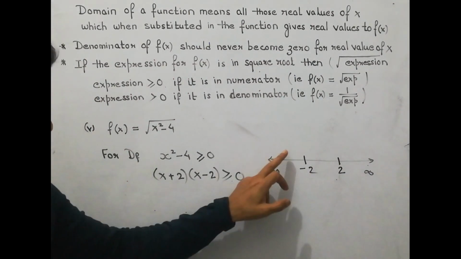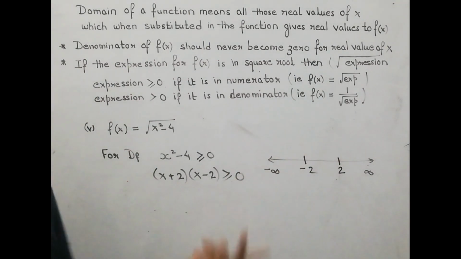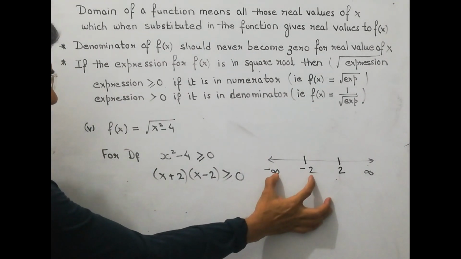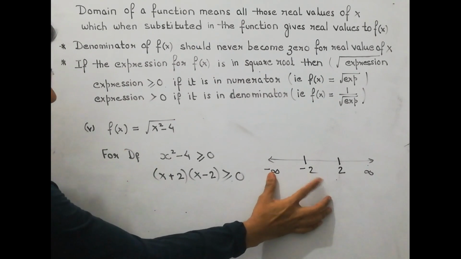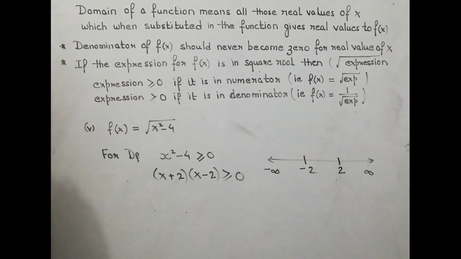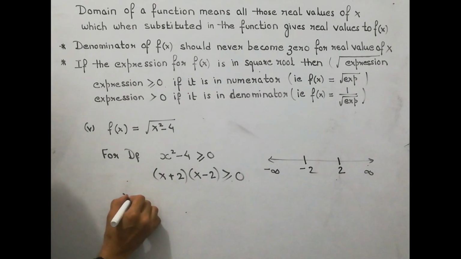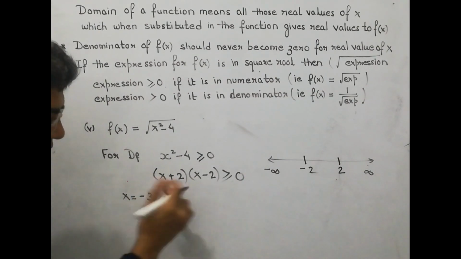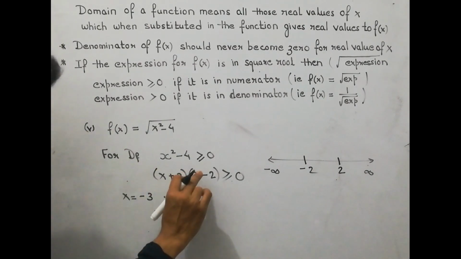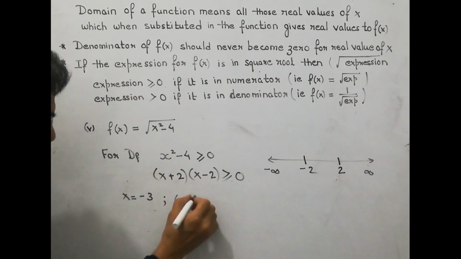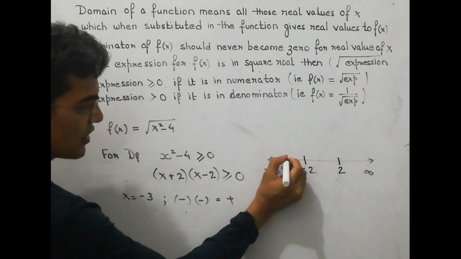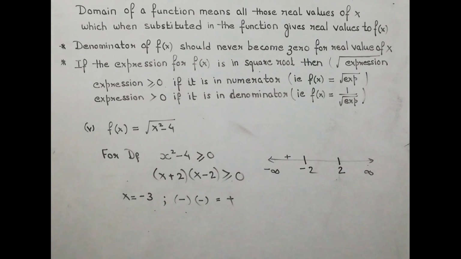Now we have to look for the interval, whether this is positive, this is negative or what. Now see how you can do it. Consider any value lying between minus infinity and minus 2. Let x be equal to -3, and now you substitute -3 over here. If you substitute -3 over here, you get minus. You substitute -3 over here, again you get minus. So overall the result is plus. So this interval will be considered positive.